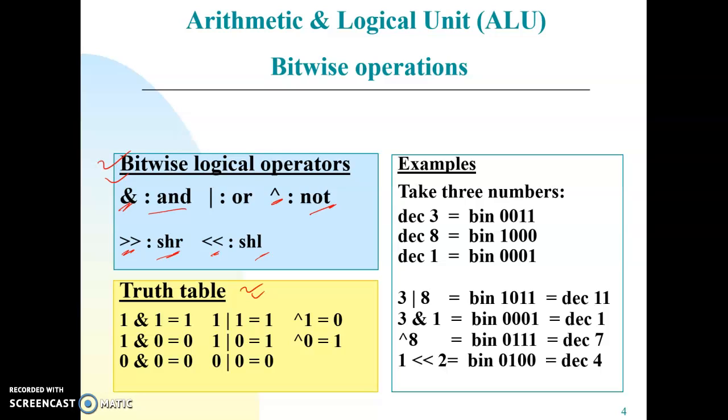So 1 and 1 will give you 1. We discussed this. If any input is 0, output will be 0. Like here 1, but this is 0, so output is 0. Both are 0, we will get 0. In case of bitwise OR operator, if any of the input is 1, we will get 1. So here both are 1, we will get 1. If one is 1 but the other is 0, we will get still 1. If both are 0, then only we will get 0.